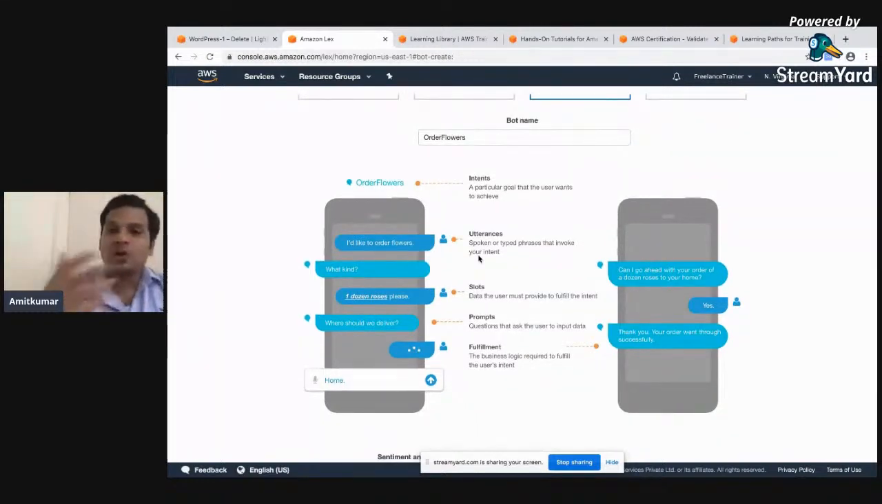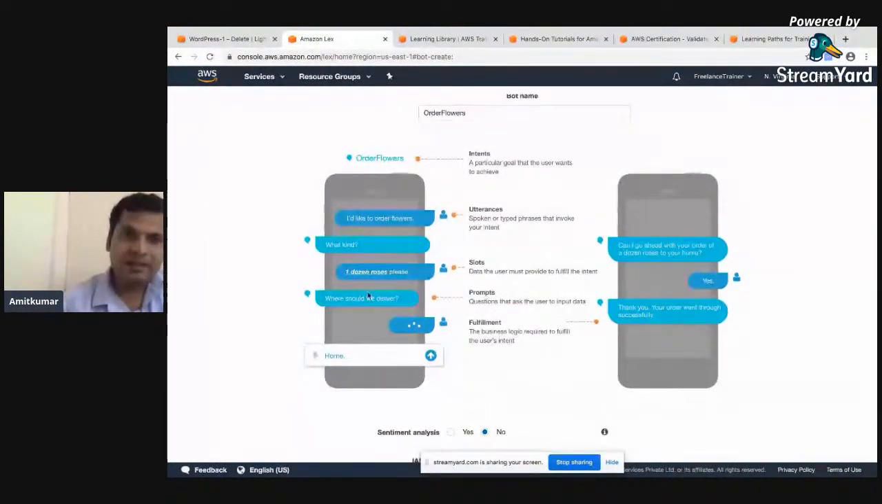Utterances is what the user inputs in your chatbot. So let's say, for example, here you can see I'd like to book a flower, and then what you get in response from the chatbot is called a prompt. So over here you see the utterance from the user is I'd like to order flowers, and the chatbot has responded, what kind. And then there are other slots, which means the data the user must provide to fulfill the intent, to proceed further with the intent, to complete that particular conversational transaction. You have to provide that input, which is called a slot. And then you have prompts. Again, in return, it will give you a prompt and work towards fulfillment of your request, right?